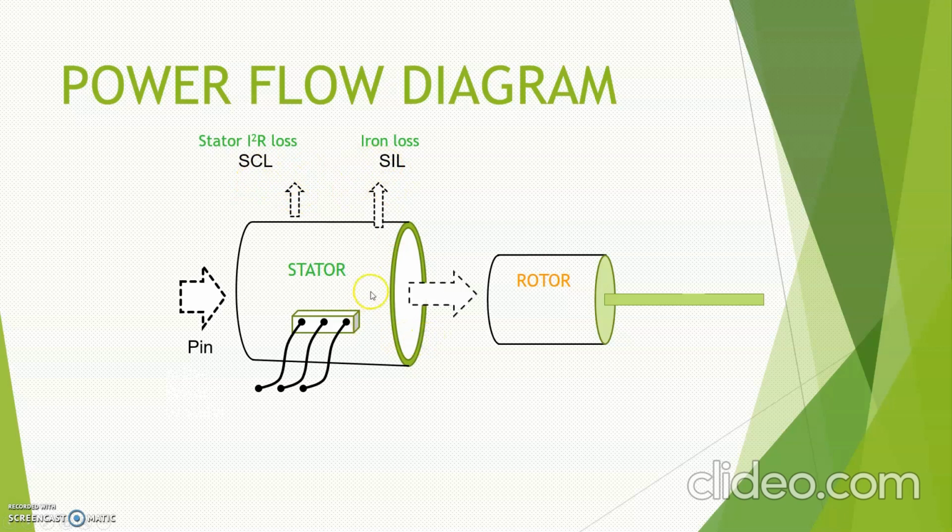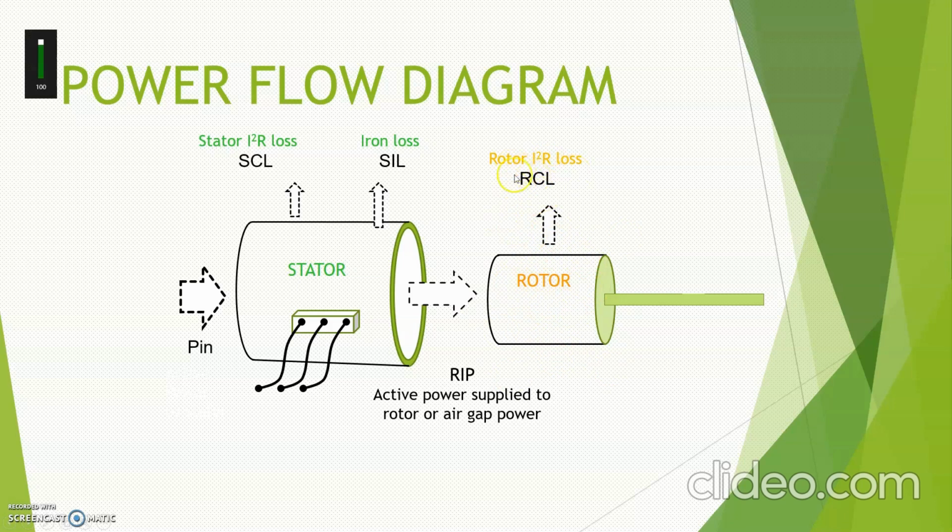Okay, and then the output that is left, meaning the input power minus your PSCL, minus your iron loss, you are left with the RIP. RIP is the rotor input power, meaning this is the active power that we really supply to the rotor part. Due to the winding in the rotor, you are also going to have PRCL, which is the rotor copper loss. The RIP minus your PRCL, you are left with the PM. So this is the mechanical output power.